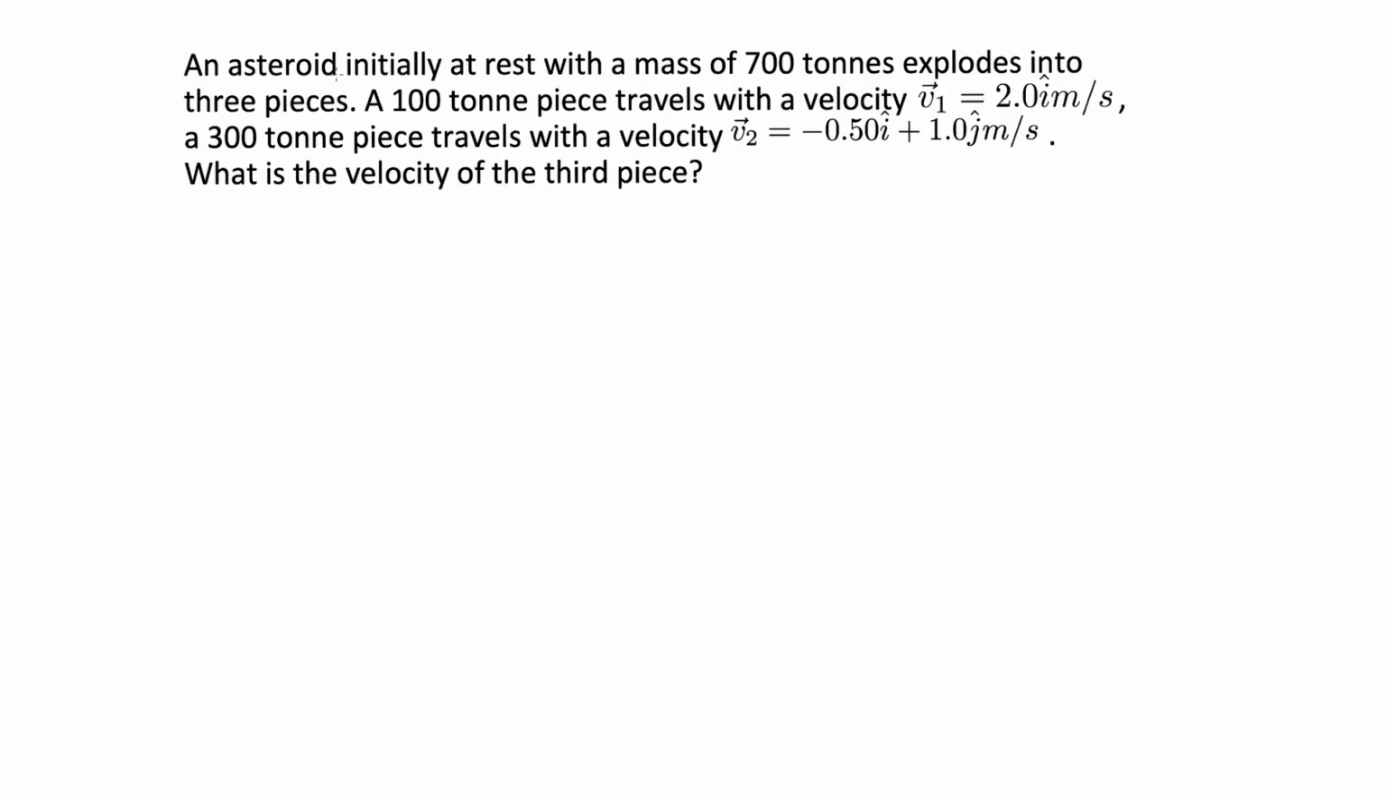So in this problem, we've got an asteroid which is initially at rest with a mass of 700 tons. It explodes into 3 pieces. Okay, so here it is initially. Let's say its center of mass is here. And after the explosion, we have a 100-ton piece moving with this velocity. So here's m1 equals 100 tons, and it's moving this way with 2i meters per second.